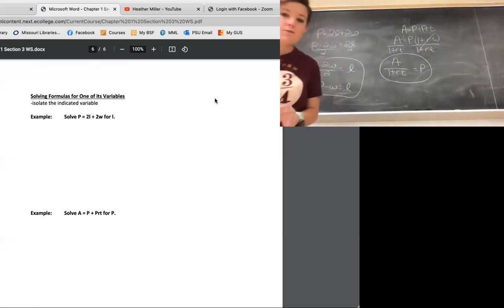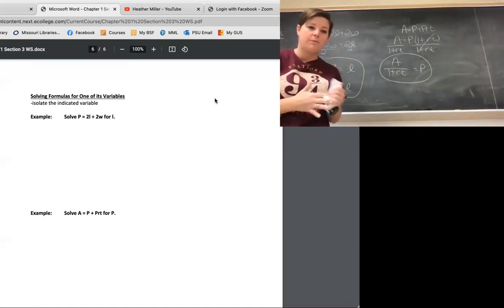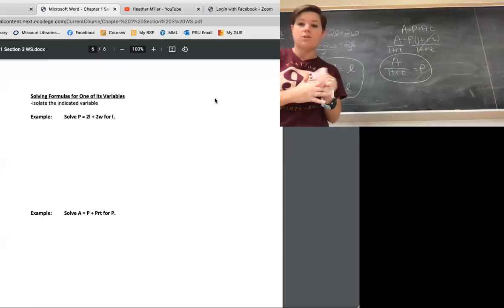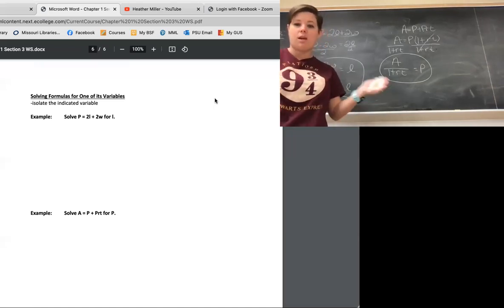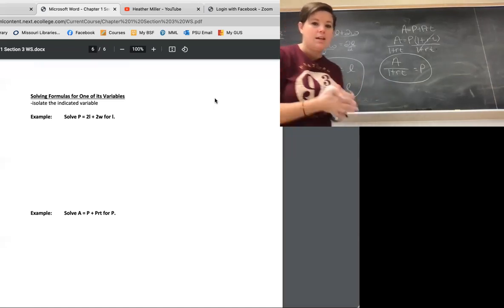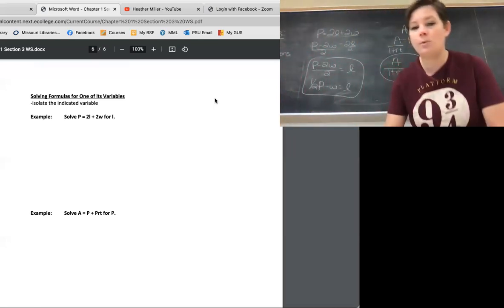So I solved in terms of P. That's all you're doing on those style of problems. If it asks you to solve a formula for one of the variables, that's all you're doing. You isolate it and simplify it out. That's it for Chapter 1, Section 3.